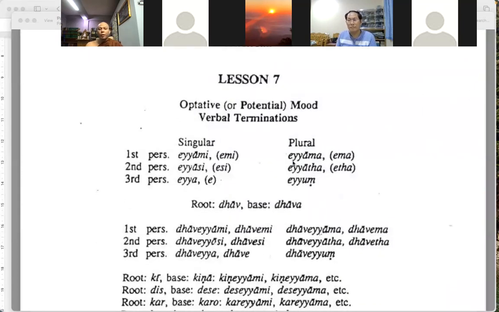So today we will learn lesson 7. Lesson 7 is optative mood, or potential mood also. Optative mood by determination, or potential mood by determination. You see, the word potential is used to express potentiality or possibility. So commonly we use this by determination.